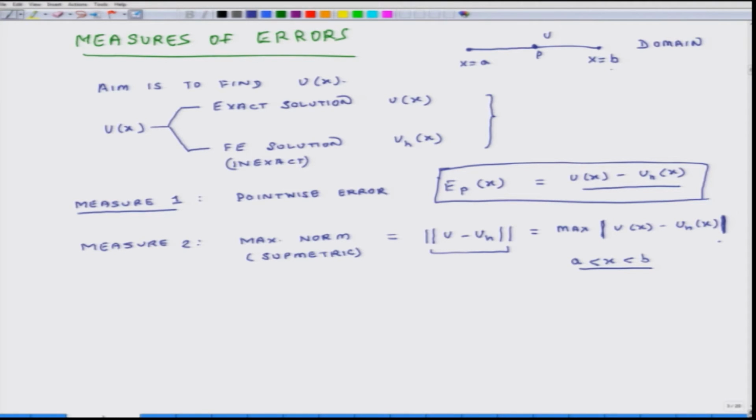So, for instance, this is the x axis, this is a, this is b. Let us say this is the exact solution, and I am interested only between the a and b domain, and this is the inexact solution.